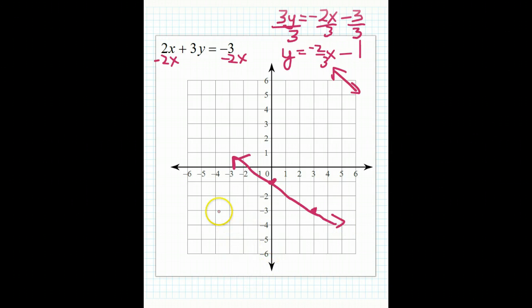Alright, so hopefully I've answered all your questions. You've got it in slope-intercept form, y equals mx plus b, and what's called standard form, which is what this is in, to do well on your first test. Alright, thanks.